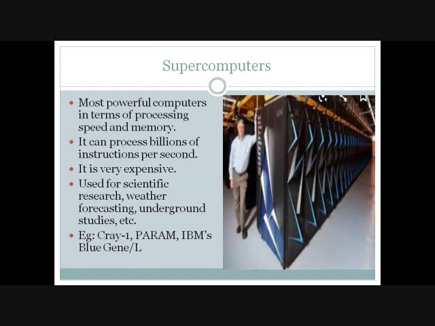The next one is supercomputer. They are the most powerful computers in terms of processing speed and memory. Supercomputers can process billions of instructions per second and are very expensive. Supercomputers are used in scientific research, weather forecasting, underground studies, etc. Cray 1 and IBM Blue Gene/L, Param are some of the examples of supercomputers.